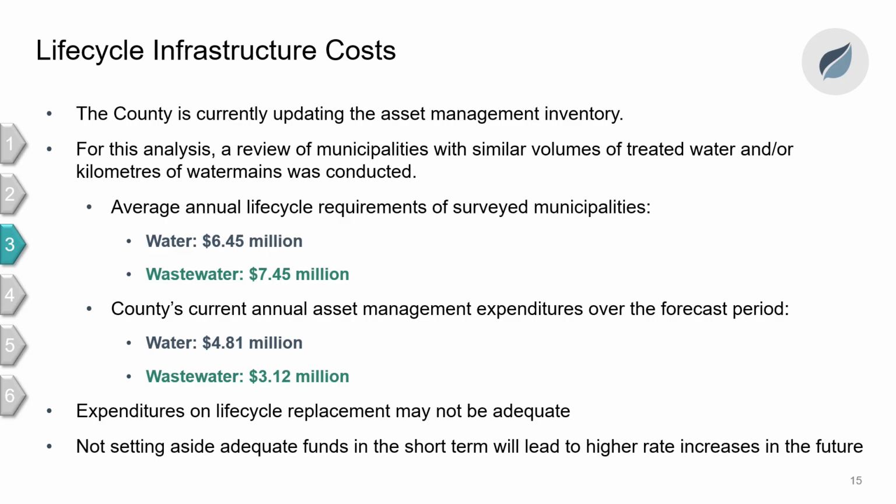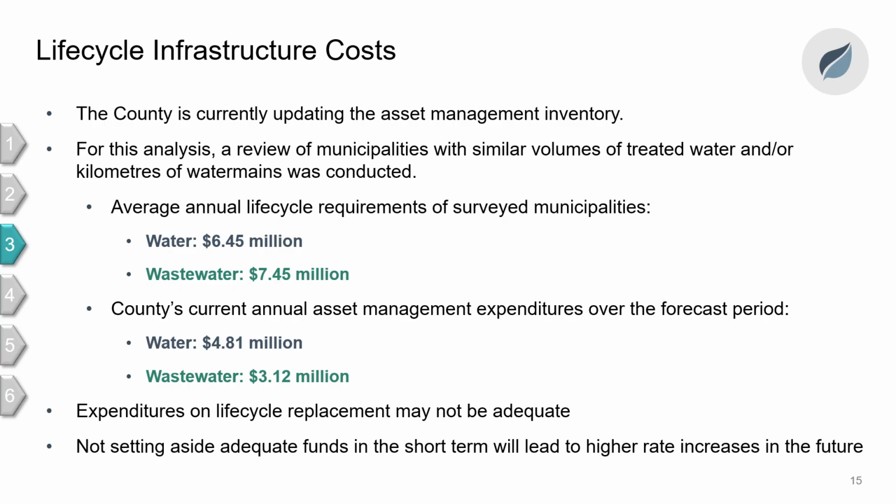As part of this analysis, what we wanted to do is take a look at the asset management requirements. The county is currently updating the asset management inventory, but what we wanted to do was take a look at what other municipalities with similar characteristics, so similar kilometers of pipes, similar volumes of treated water, to see what the average annual life cycle requirements are. And then we can compare it to what the county's annual asset management expenditures are over the 10-year forecast period.